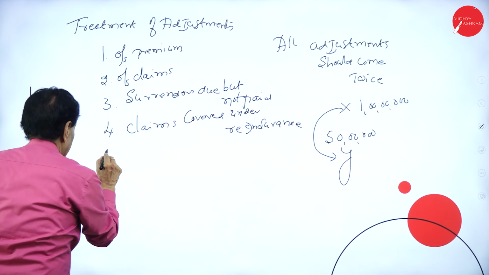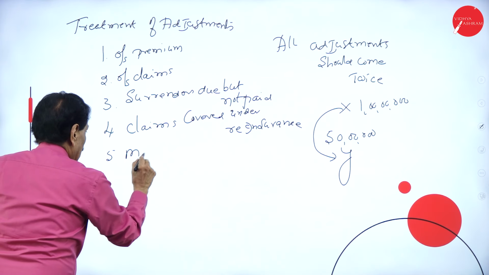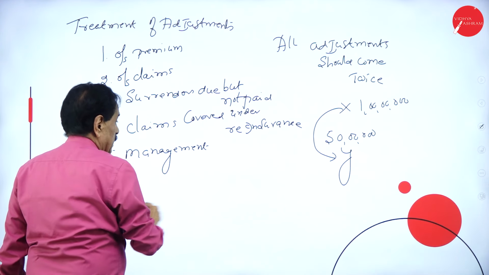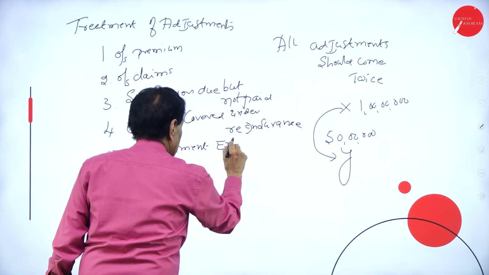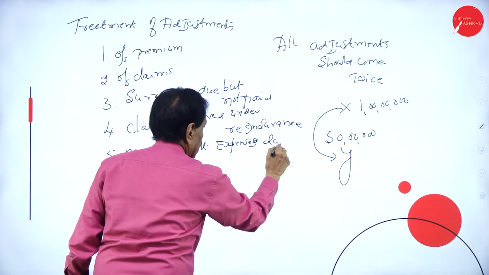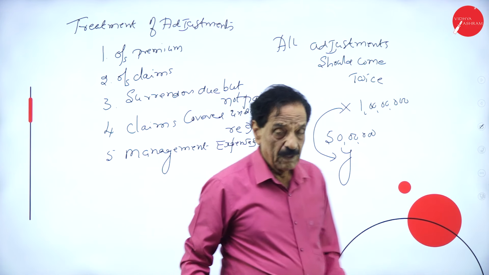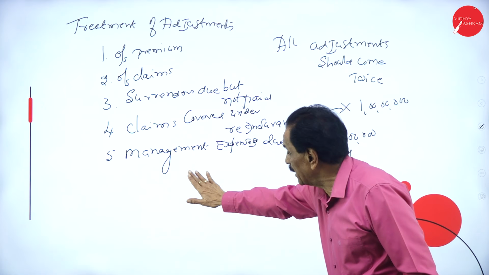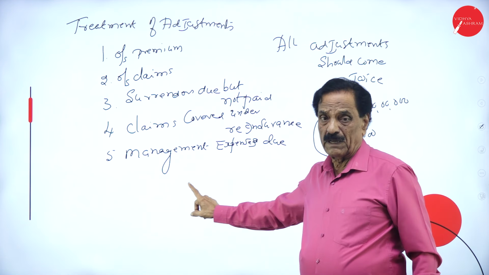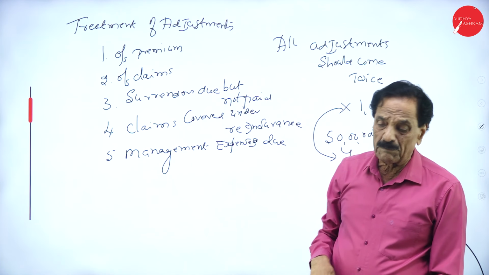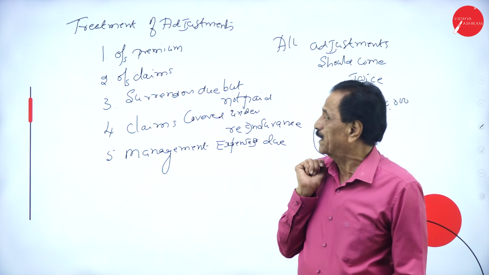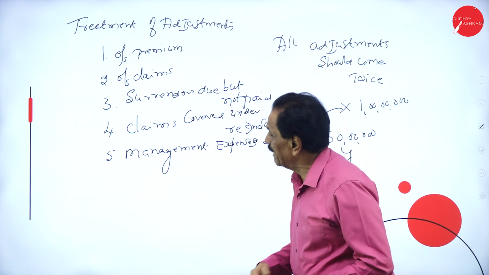Number 5, management expenses due. Outstanding: add to management operating expenses in schedule number 3. Add to that management expense, then it will come on the liability side of the balance sheet under schedule number 13, current liability. So generally these are all the 5 items.